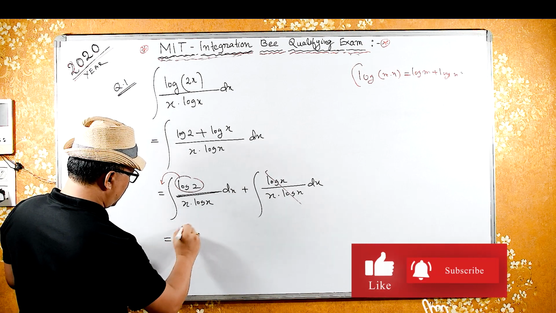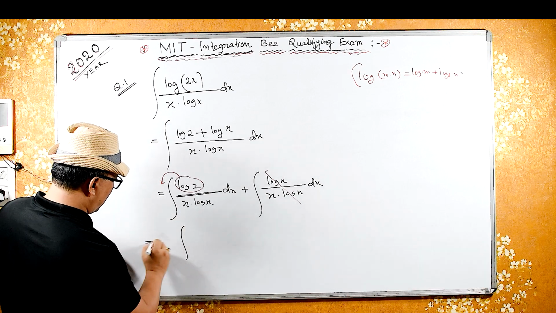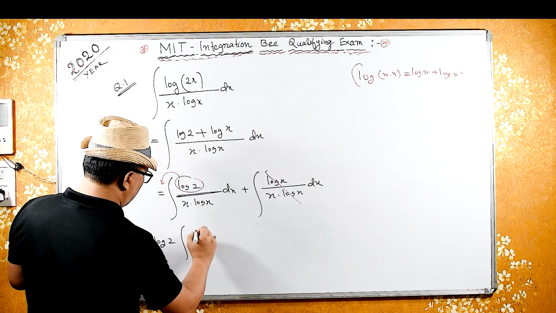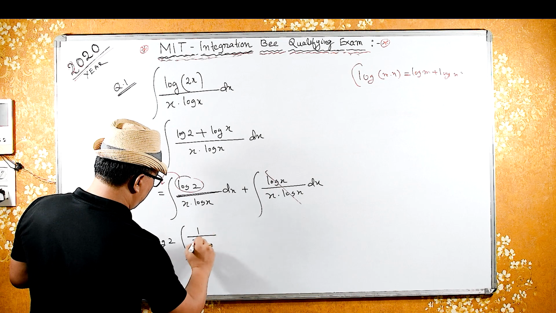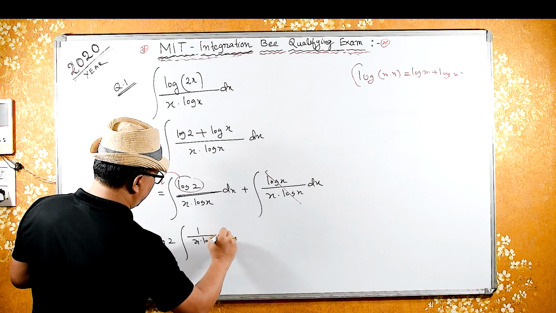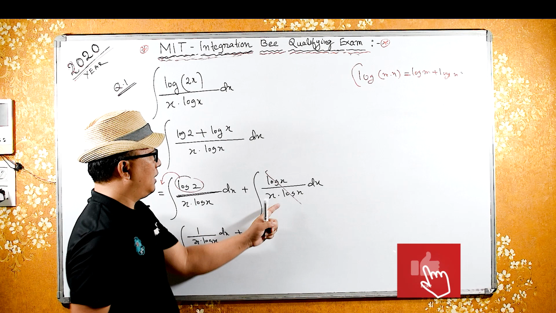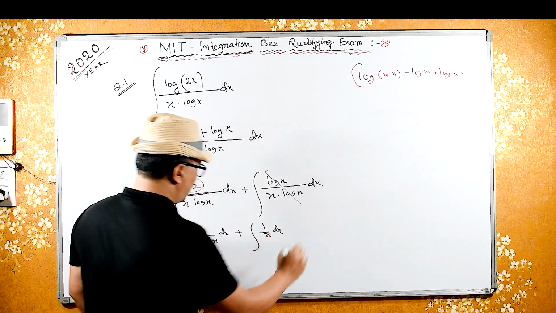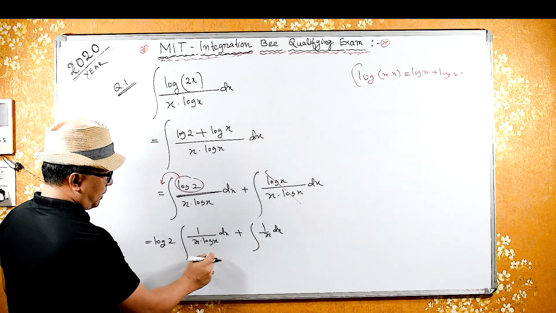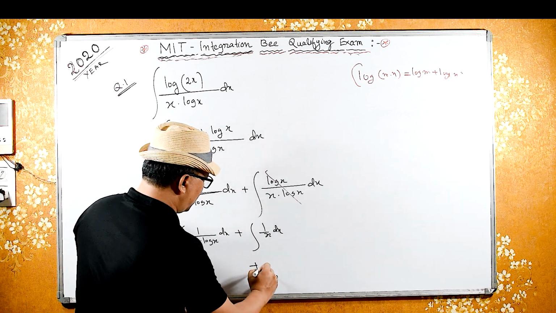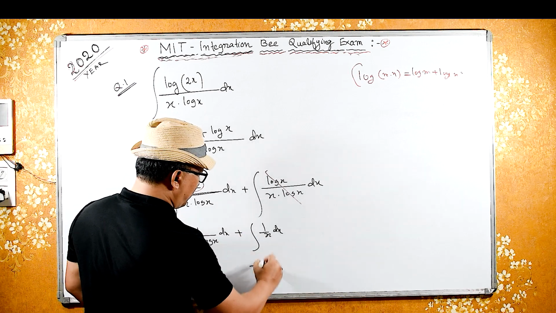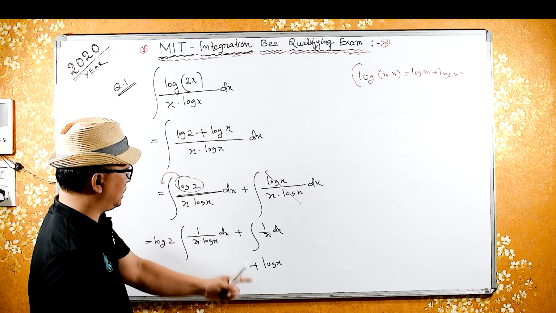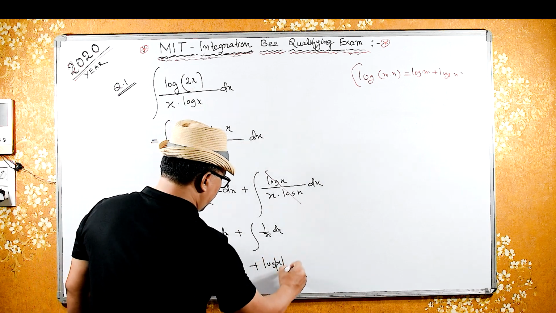Therefore this is equal to log of 2 integral 1 upon x into log x dx, plus over here, integral of 1 by x dx. Now in this part, what does it become? This is log of x. Integral of 1 by x is what? Log of x plus c. We have not substituted anything. These are all x. Log of x plus c.